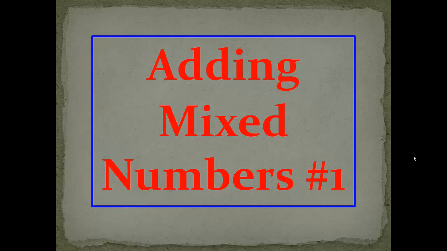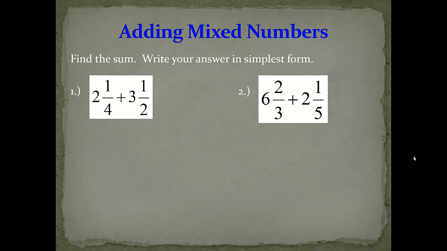Today's lesson is on adding mixed numbers. For the following problems, we're going to find the sum, and then we're going to write our answer in simplest form. So for number 1, we have 2 1/4 plus 3 1/2.